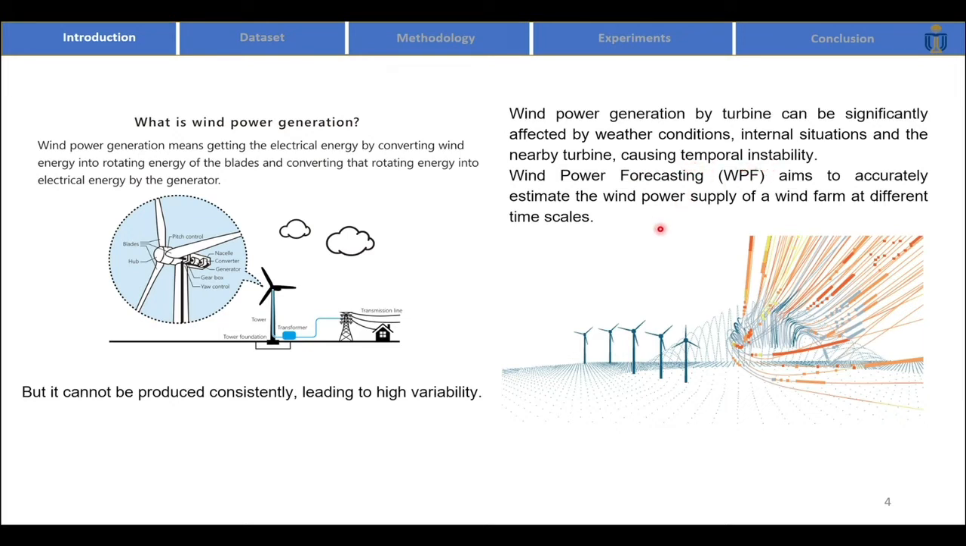Wind power forecasting aims to accurately estimate the wind power supply of a wind farm at different timescales, which means that after forecasting, we can know when the power generation rate is high and when it's low so that we can better manage the whole power supply system.